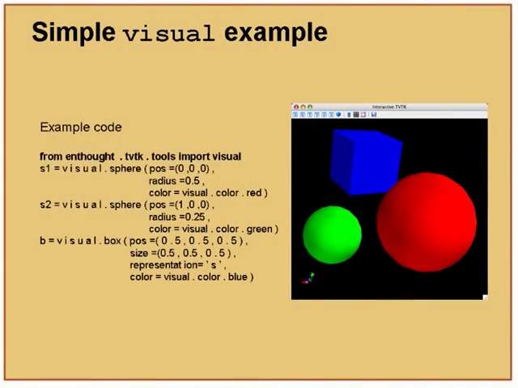Here, for example, is the example code of how to create the scene you see on the right. I'll show you a demo of this. All you're doing here is creating a sphere, setting it at a position, and saying the color is red. You're creating another sphere here, positioned at 100, with a different color, and you create a box here.